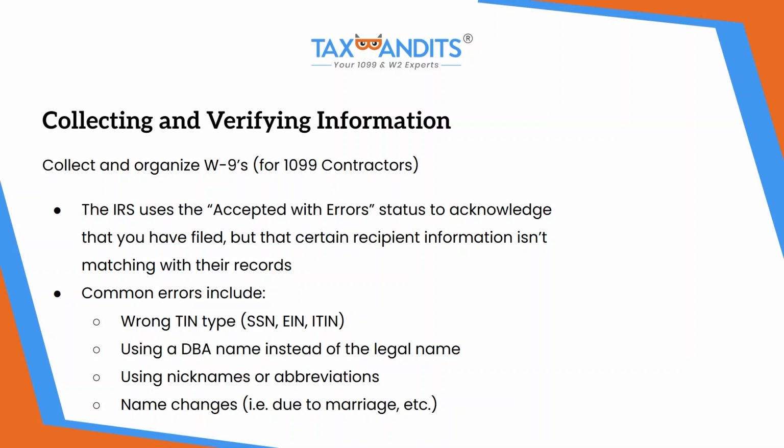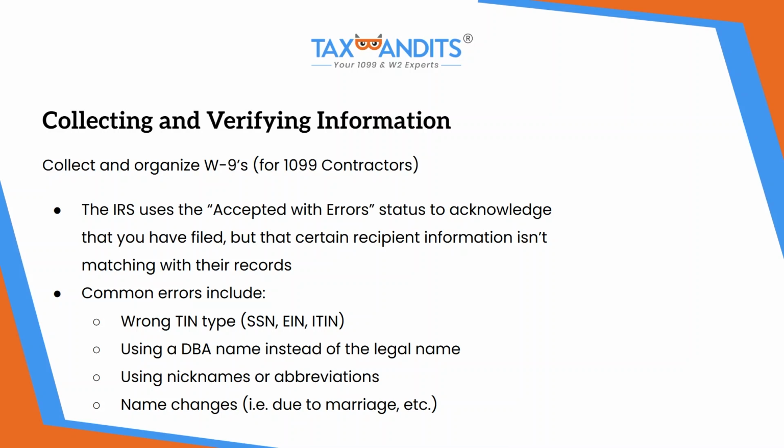This status is provided by the IRS to acknowledge that you made the filings, but certain recipient information is not matching with their records. Typically, the errors that come with this are in regards to the TIN or the name. There's a mismatch within the IRS system with the form that you filed. So for example, this could include a wrong TIN type, using an EIN when it should have been an SSN, Social Security number, using a DBA name instead of a legal name.